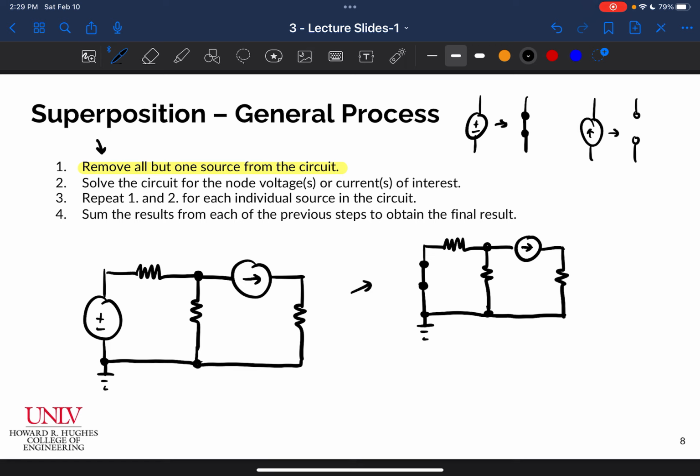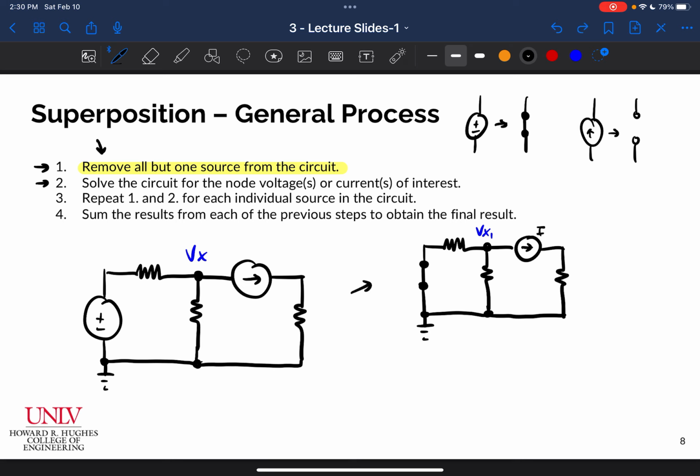And so what does it say for step 2? So I removed all but one source from the circuit. I've got my current source here. And my second step is solve the circuit, the new circuit basically, for the node voltages or currents of interest. So let's say I want to find this voltage. I'm interested in Vx, okay? So this would be Vx with a subscript of 1 because I'm going to call this basically my first sub-circuit in the superposition process, okay? So I've recreated the circuit without the voltage source, and I need to solve this circuit to find Vx1.